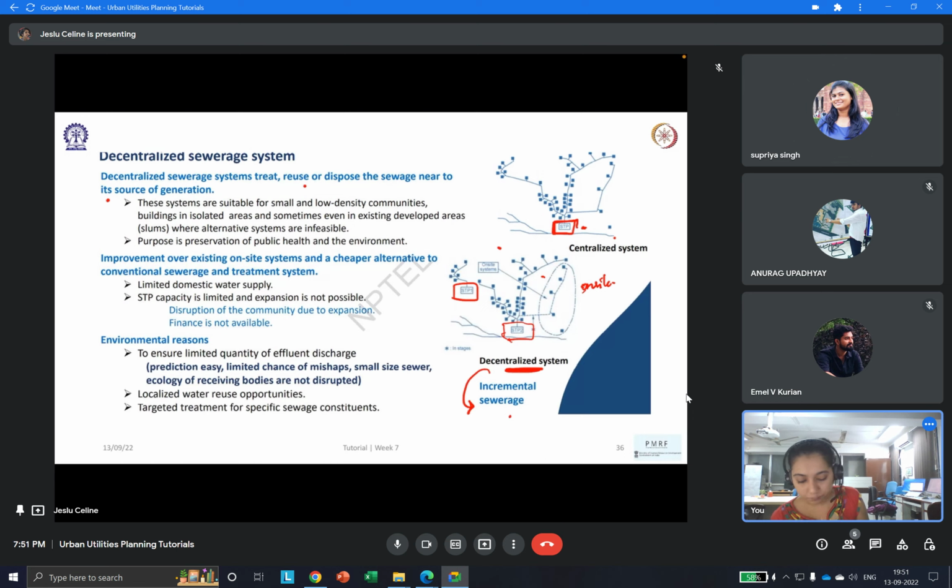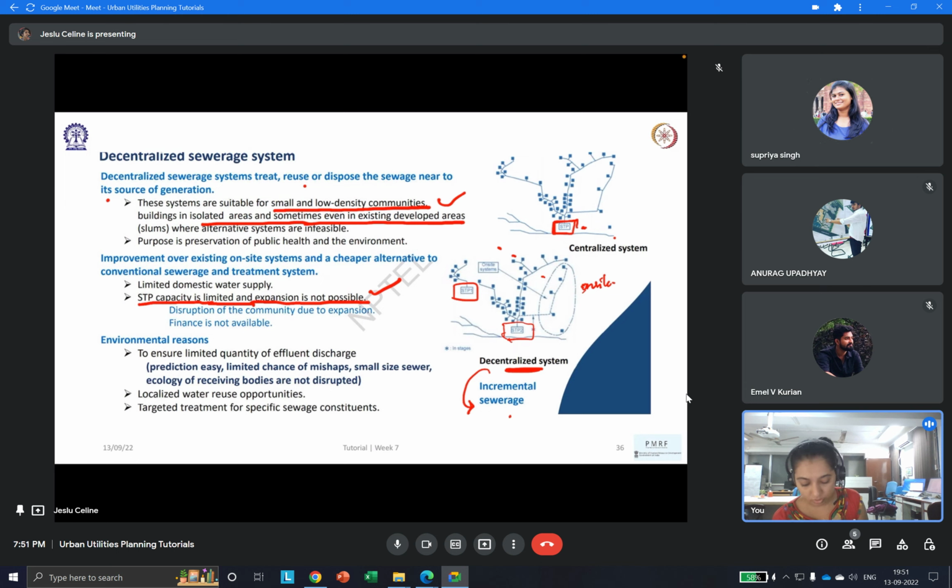Now these are suitable for small and low density communities. This was one of our options. Yes, and buildings in isolated areas and sometimes even existing in developed areas. So this was right. Now, it is suitable in places where STP capacity is limited and expansion is not possible. Partially it is right.